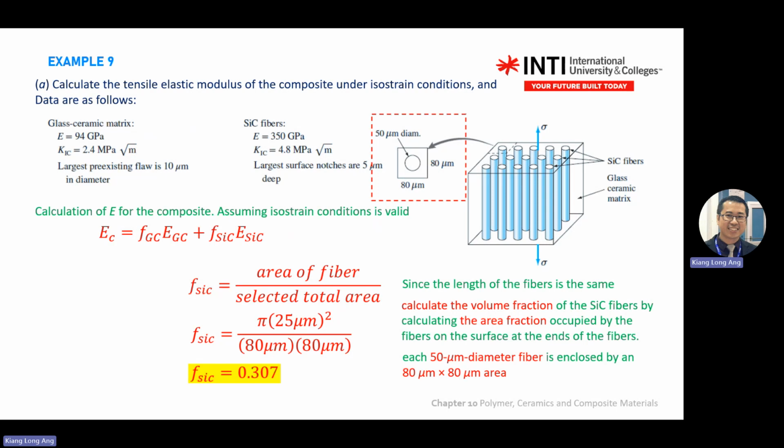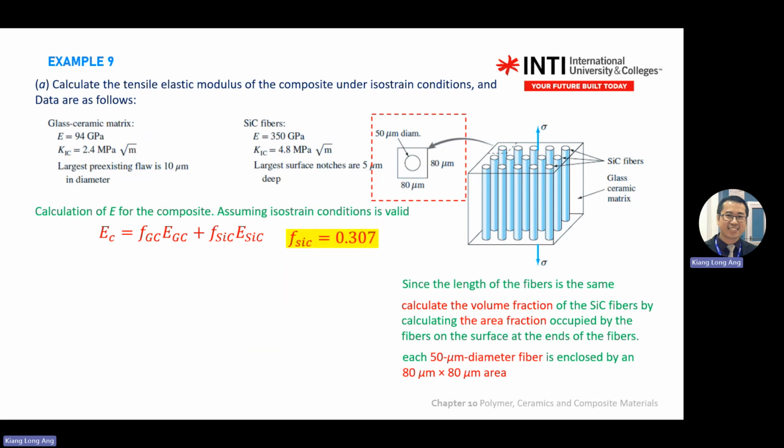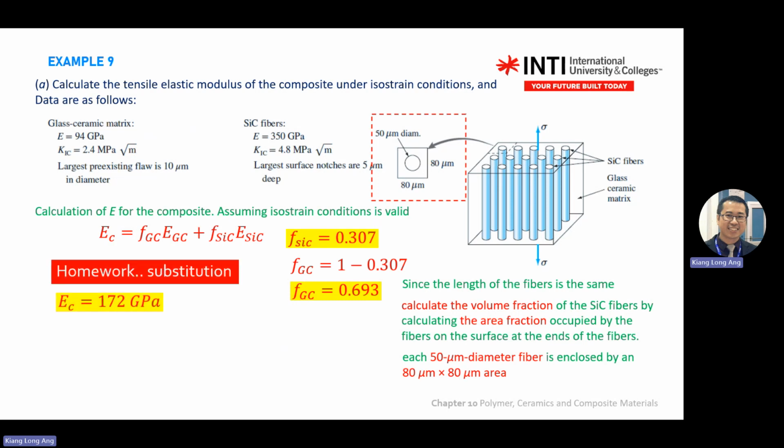Once you know the fiber, you know the matrix already, right? The other one is 70%, 0.7, minimum 2 decimal places, maximum 3 decimal places for this module. So when you find one, you know the other. Capital E is given, you substitute all these values, and you get the composite E.